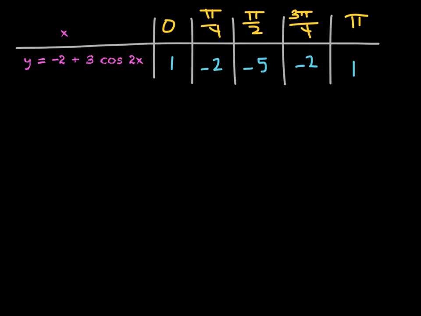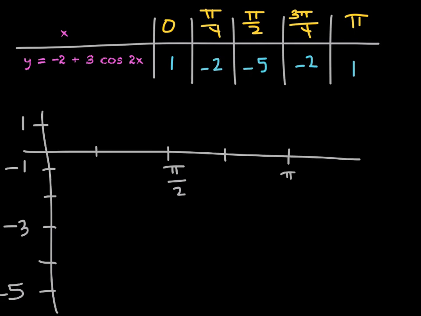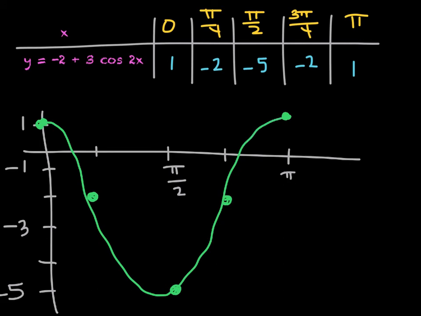All right, so let's graph this. At 0, we're at 1 here. So this is a y-intercept. And at pi over 4, we're at -2, so about here. And at pi over 2, we're at -5. At 3 pi over 4, we're at -2 again. And at pi, we're back up at the maximum. So then we have this curve happening here, something like that. Now, what I want to show you is that, now my sketch is a little weird, but it'll do.